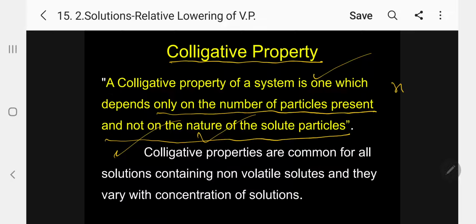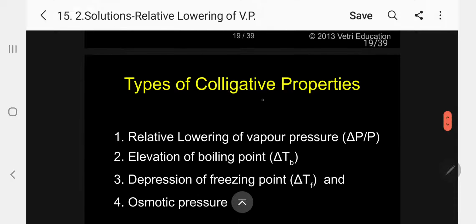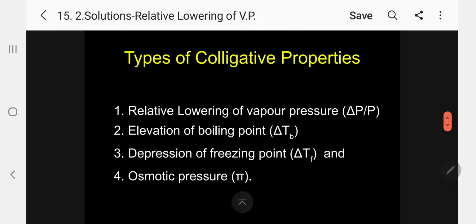Colligative properties are common for all solutions containing non-volatile solute. So when you add any solute, it should be non-volatile, mainly solid. And they vary with the concentration of the solution. Kindly follow. So now let me go for types of colligative properties. Number 1, relative lowering of vapor pressure. Number 2, elevation of boiling point. Number 3, depression of freezing point. Number 4, osmotic pressure. So relative lowering of vapor pressure is given by delta P by P.